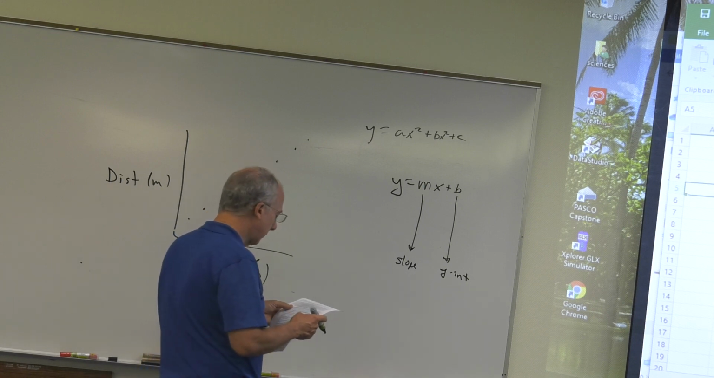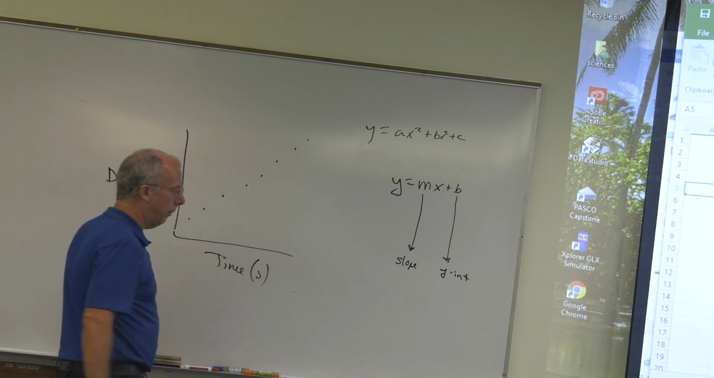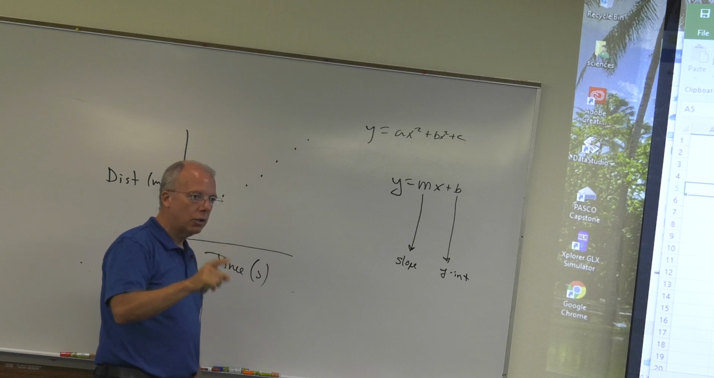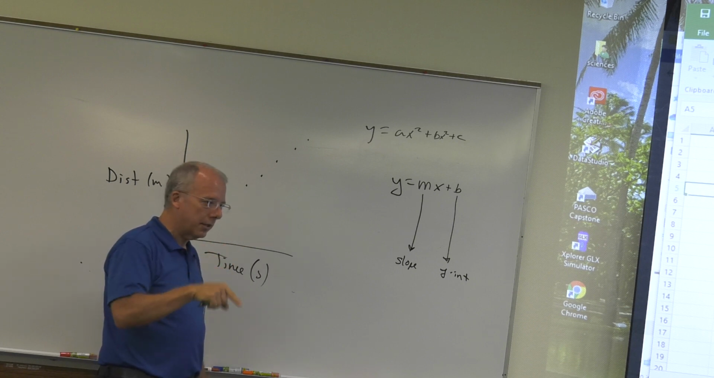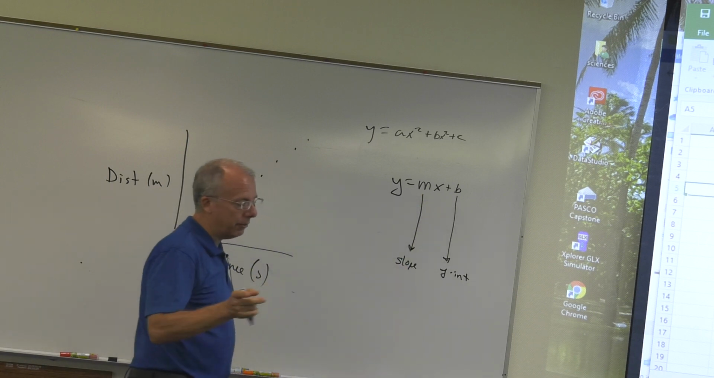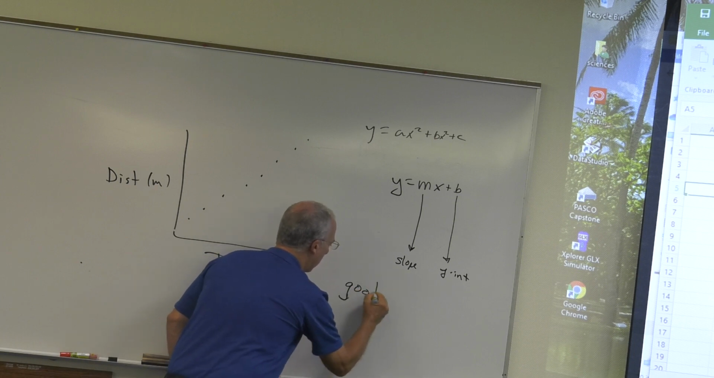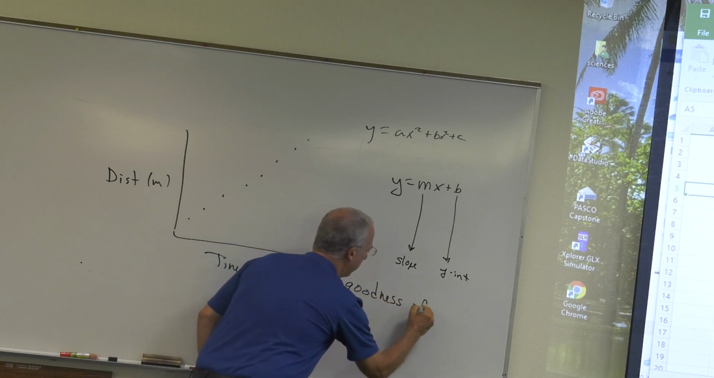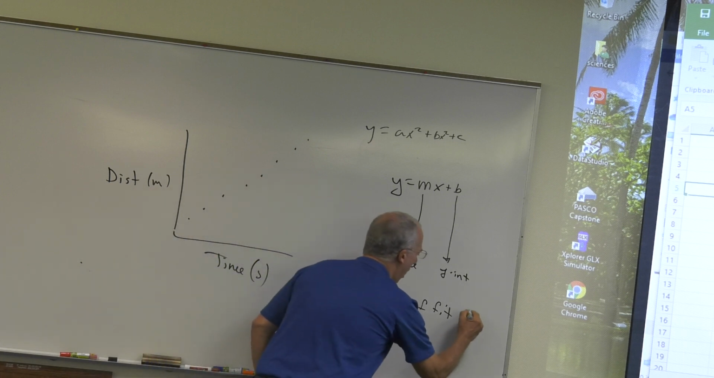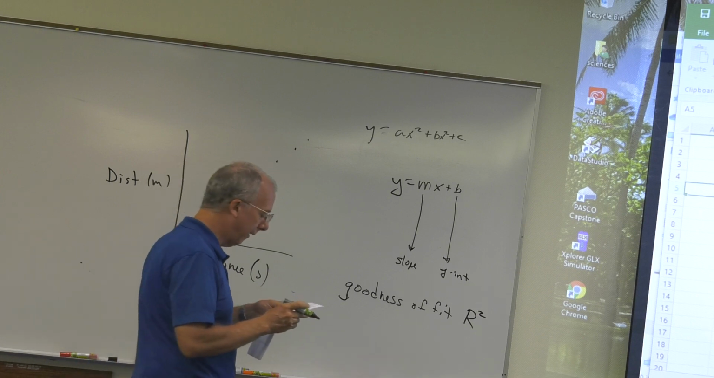All right, so again, let me review. You plot the points, I'll show you that in a minute. Then you tell Excel, I want you to fit the data to a line. Excel does it and gives you the slope and the intercept. And then, as I was saying earlier, it gives you something called the goodness of fit. In Excel, it's called R squared. I don't know why.